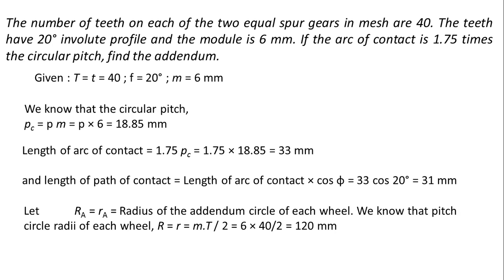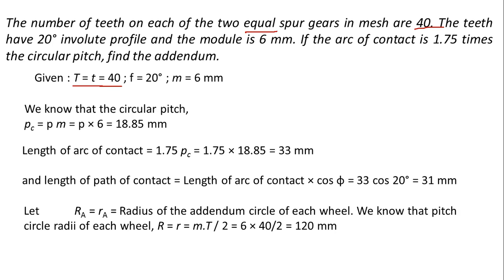Okay. Next, in this problem, you can see the number of teeth on each of the two equal spur gears in mesh is given as 40. So both spur gears have the same number of teeth. He has given equal. Okay. So as it is equal, the number of teeth, that is small t and capital T, are both 40. Both are equal.